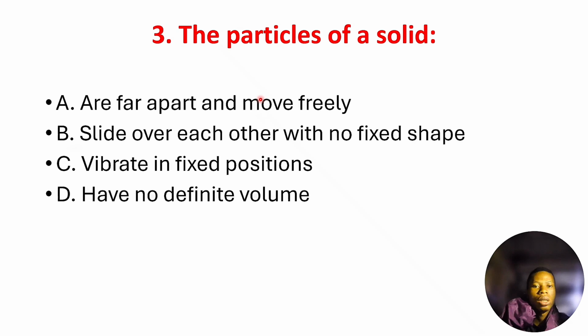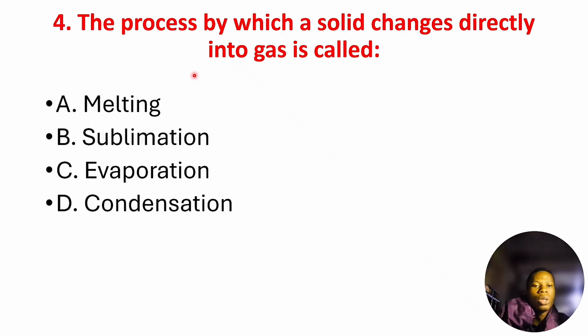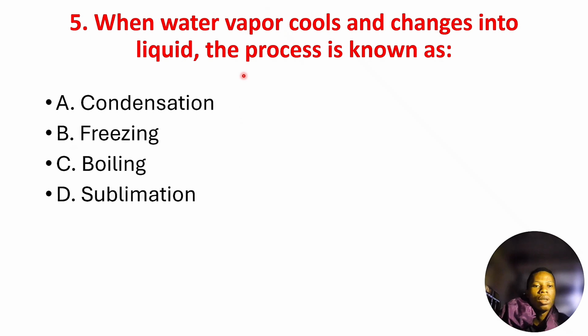Question number 3. The particles of a solid dash. The correct answer is C. Vibrate in fixed positions. Question number 4. The process by which a solid changes directly into gas is called. The correct answer is B. Sublimation. Question number 5. When water vapor cools and changes into liquid, the process is known as. The correct answer is A. Condensation.